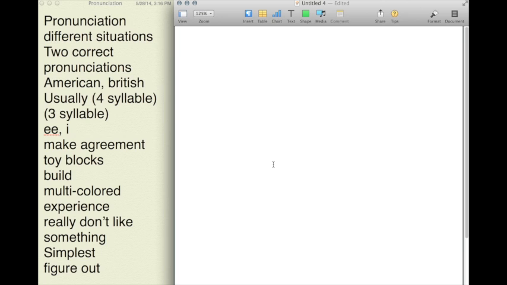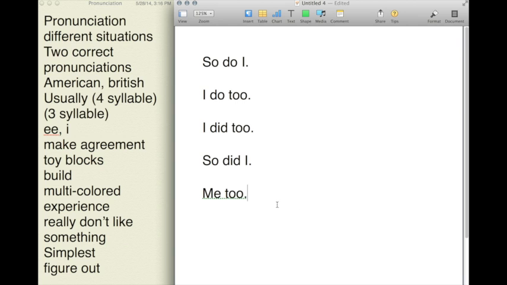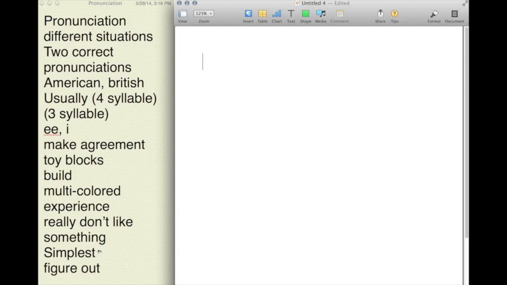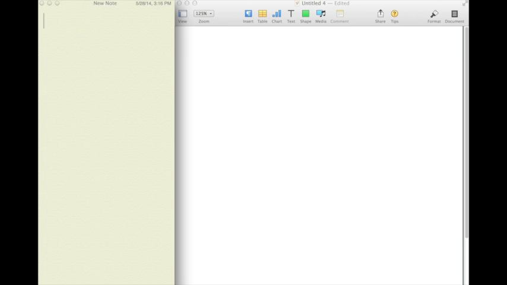So just to review really quickly, so do I, I do too, or I did too, or so did I, or me too. Okay? These are the most common to agree with something. However, if there is a negative in the original sentence, if there is a negative verb in the original sentence, then it changes.